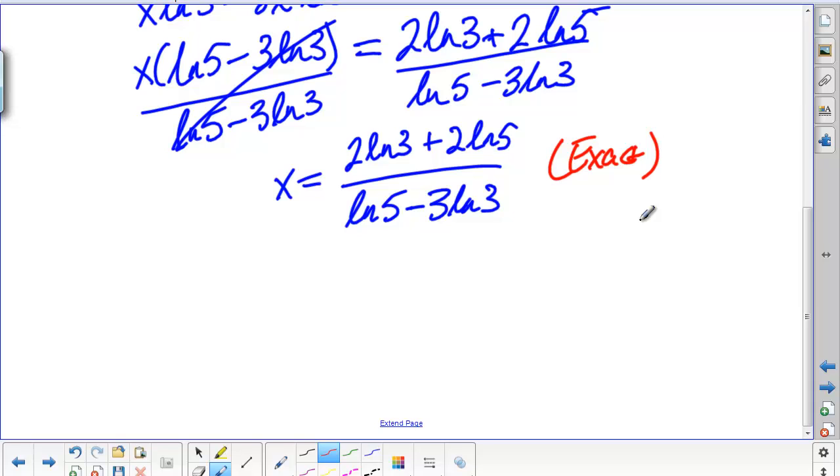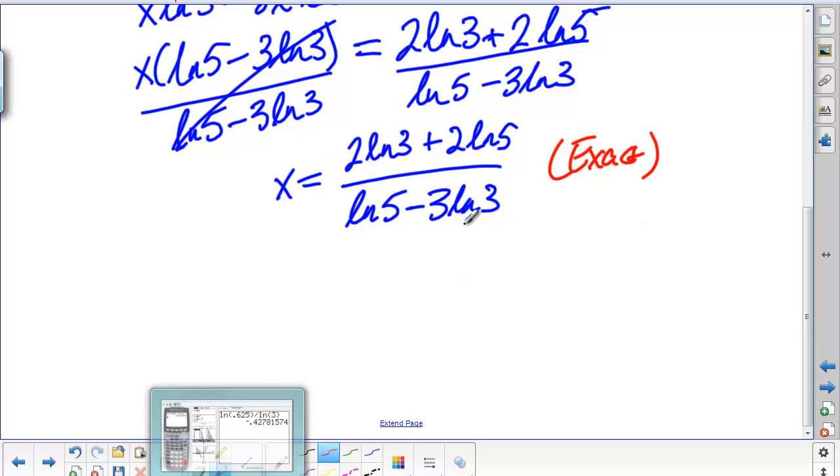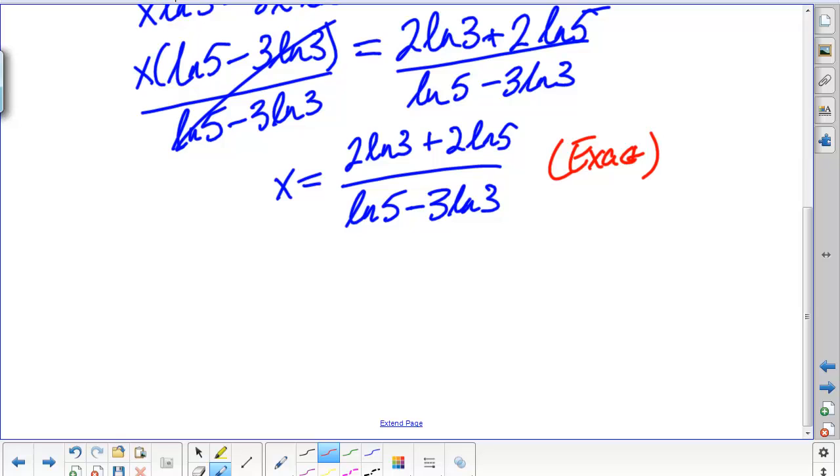Not the easiest problem. It's a lot of just manipulation. There's not a ton of tricky algebra there. It just gets messy because of all the natural logarithms. All right, now from here we still need the decimal form. What I would suggest is don't bite off more than you can chew here. So what I mean by that is don't try to punch this whole thing in the calculator at once.